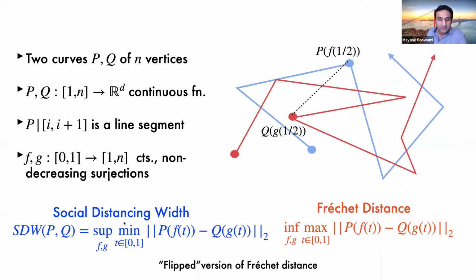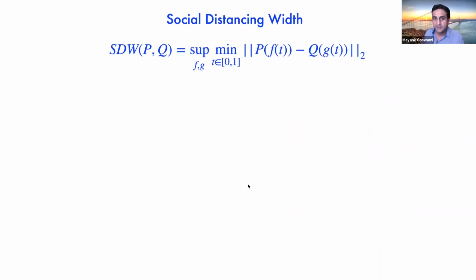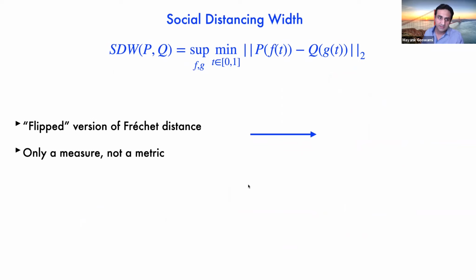So if you compare the social distancing width to the Frechet distance, it's a flip. This is a min-max, and it's being changed here to a max-min. And so this is why I mentioned that it is related to the Frechet distance. Here's the definition again. As I mentioned, it's a flipped version of the Frechet distance. We can't really call it a distance because it's not a metric.